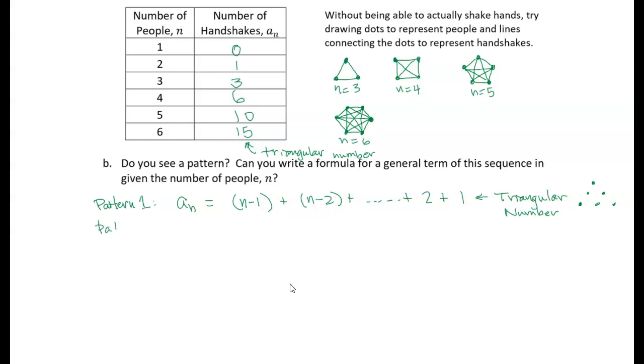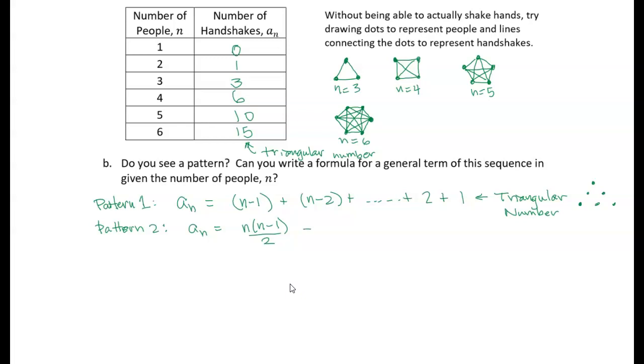Now, another pattern that people often notice when counting up these handshakes is that there are n people in the group, right? And each one has to shake n-1 hands. Because, say there are 6 people in the group, then everybody has to shake 5 hands, because they're shaking hands with everybody except themselves. But then that overcounts because it takes 2 people to shake hands. So if we divide this by 2, we get the number of handshakes for a group of n people.